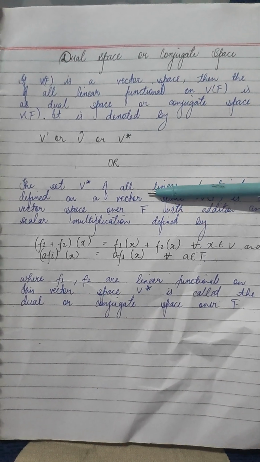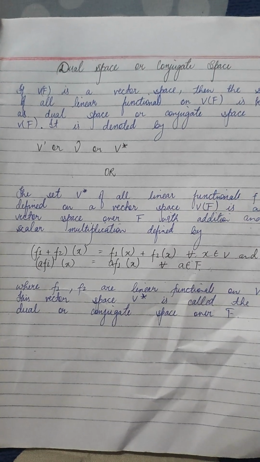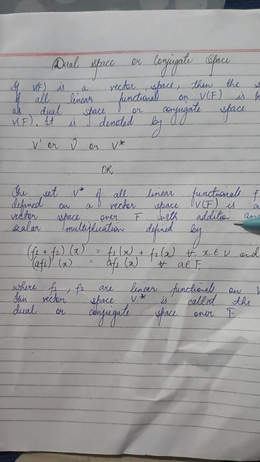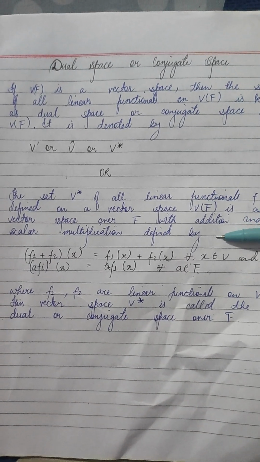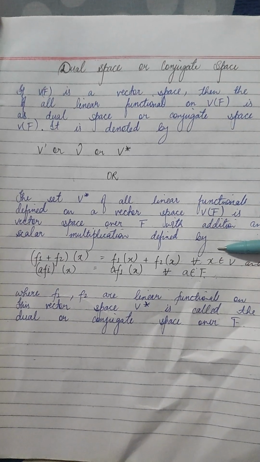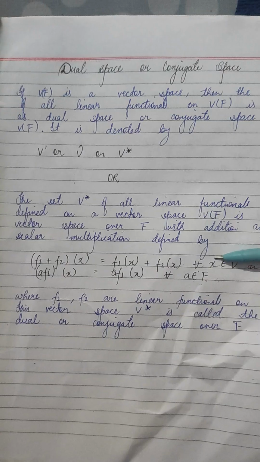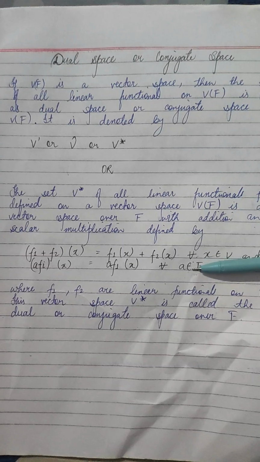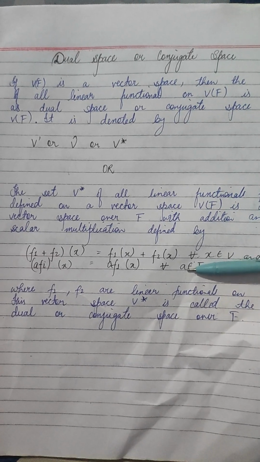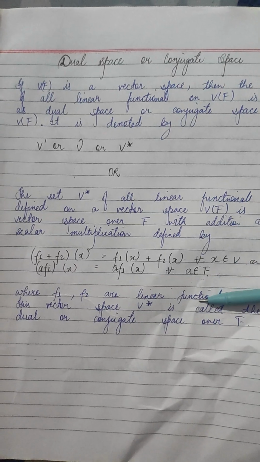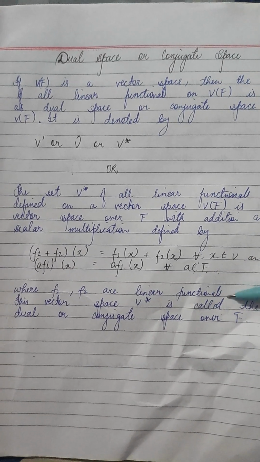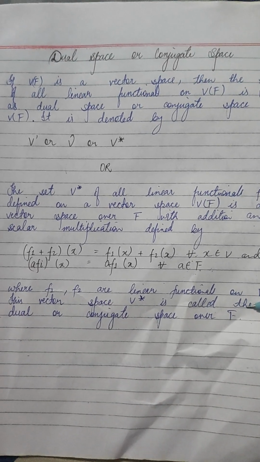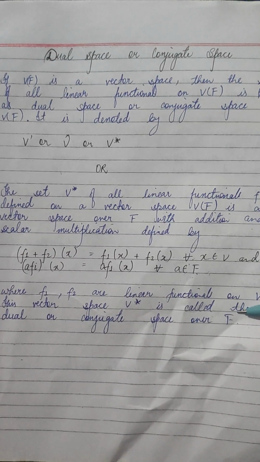Or we can say that the set V star of all linear functions f defined on a vector space V(F) is a vector space over F with addition and scalar multiplication defined by (f1 plus f2)(x) is equal to f1(x) plus f2(x) for all x belongs to V, and (af1)(x) is equal to a f1(x) for all a belongs to F, where f1 and f2 are linear functions on V. This vector space V star is called the dual or conjugate space over F.